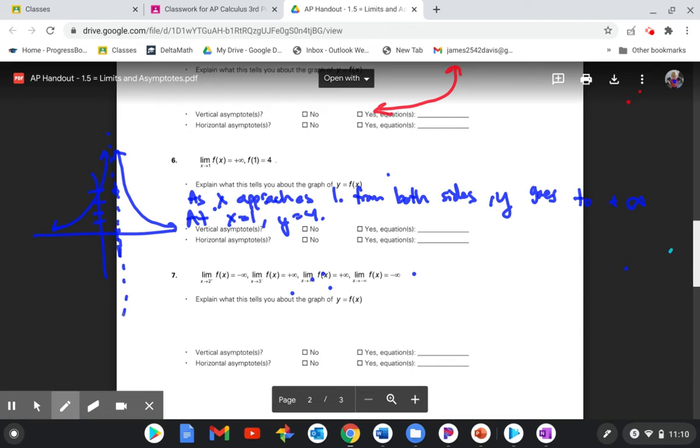It might seem kind of weird to have that dotted line through the filled in dot, but we would say that this is still a vertical asymptote because it's simply saying that the function approaches some unbounded value from either side. So our vertical asymptote would still be yes, and the equation would be x equals 1.